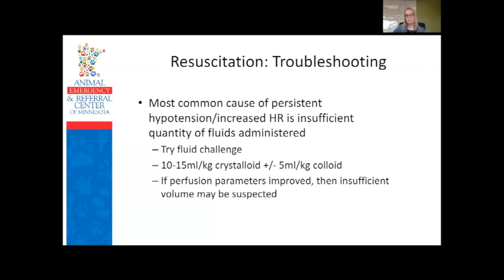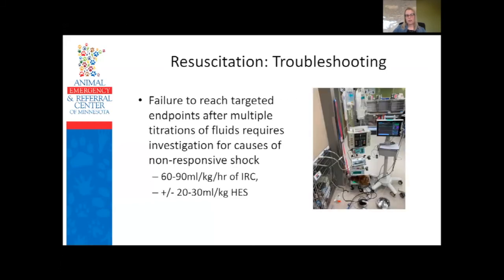So if you haven't reached your endpoint parameter, maybe you try a little bit more fluid. And if your perfusion parameters improve, okay, you're still probably on the right track. You can continue cautiously with your continued fluid resuscitation. However, if you're not reaching your targeted endpoints, whether it's normal or near normal, after giving multiple titrations of fluids, you've got to start looking for reasons why. Why does this patient have non-responsive shock?